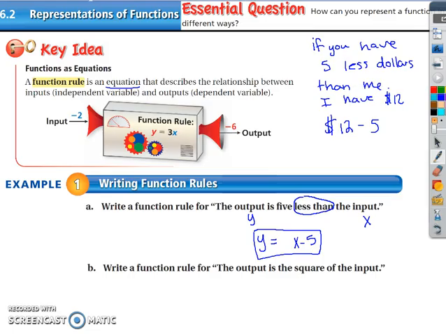1b, we're going to write a function rule for the output y is, which means equals, the square of the input, which is x. Square just means we're going to raise this to a second power. So y is equal to x squared, or the square of x.